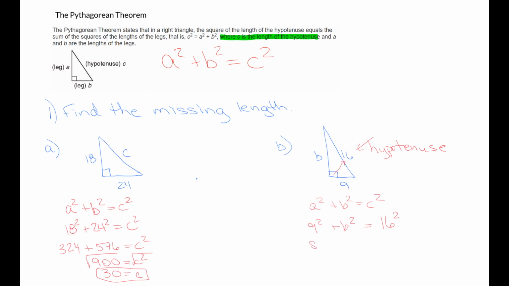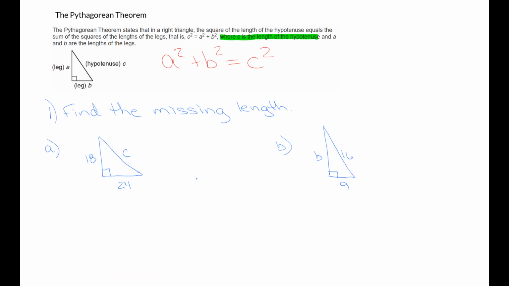Okay, so I've got 81 plus b squared equals 256. If I subtract 81 from both sides, I get b squared equals 175. And in this problem, they wanted me to round to the nearest hundredth, so I'd take the square root of both sides, and the square root of 175 is 13.23. That's my answer.